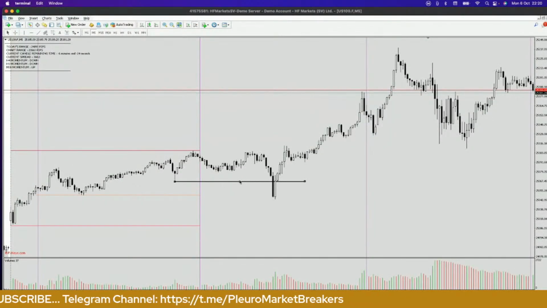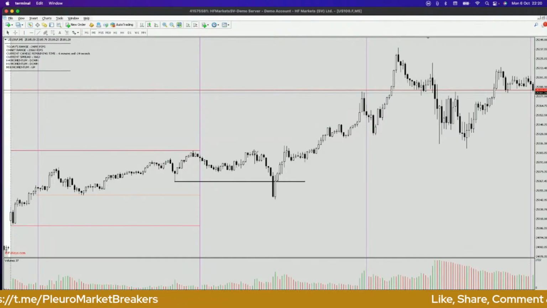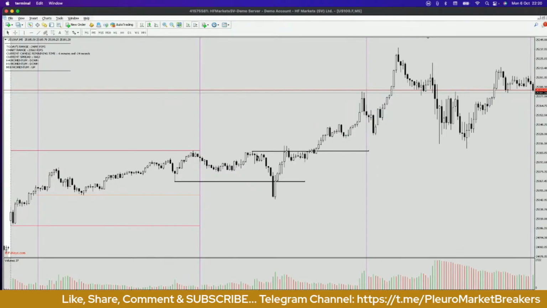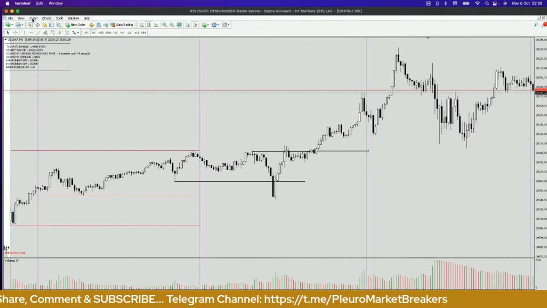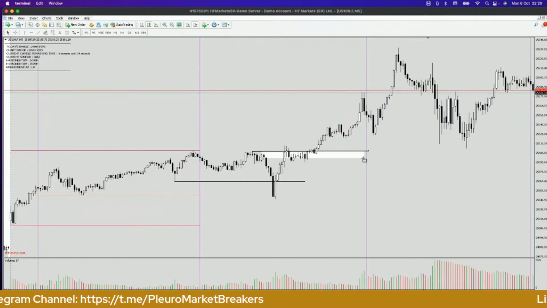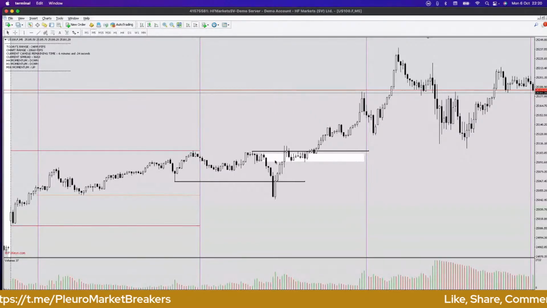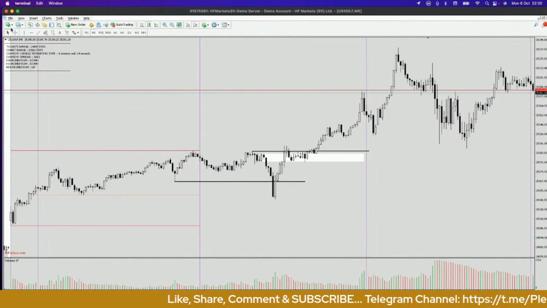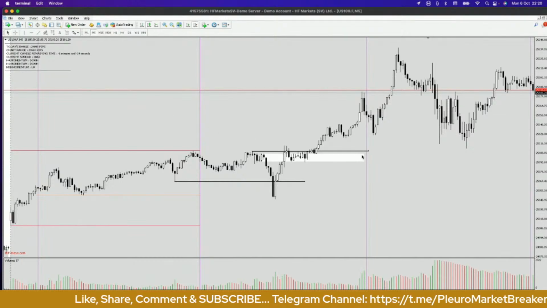Low taken out, yes. Shift in structure there, yes. Does it come back? Yes. What does it come back into? This breaker here. That breaker there. Right? First engulfing, see that there? Yes. And so we count.